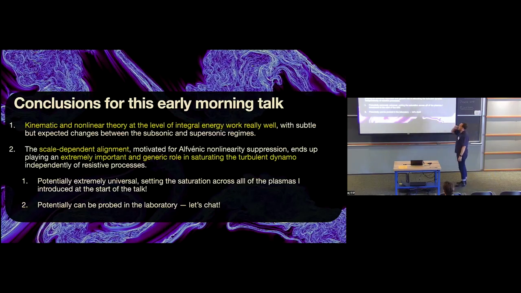Kinematic and nonlinear theory at the level of the integral energy works very, very well. Everything looks great, with subtle changes based on if you're in a supersonic or subsonic regime. And then the scale-dependent alignment is very, very cool in the saturated state because it's been completely motivated for Alfvénic nonlinearity suppression in incompressible turbulence, but it ends up playing a very important and potentially generic role in saturating the turbulent dynamo. And that's what I'll leave it as.